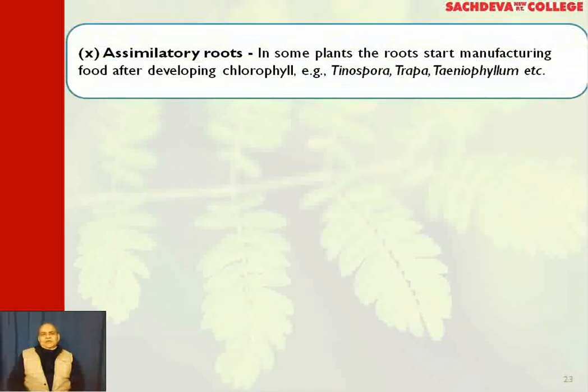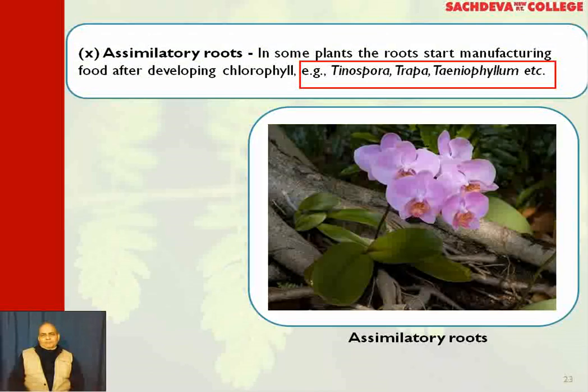Assimilatory roots. In some plants, the roots start synthesizing food, meaning they develop the green pigment and are capable of doing photosynthesis. The examples of assimilatory roots are Tinospora, Trapa. Trapa, of course, is water chestnut. Its full name is Trapa bispinosa, and Taeniophyllum. Here you will see that the roots are growing above the ground, develop chlorophyll and are capable of doing photosynthesis. And that is why they are referred to as assimilatory roots.